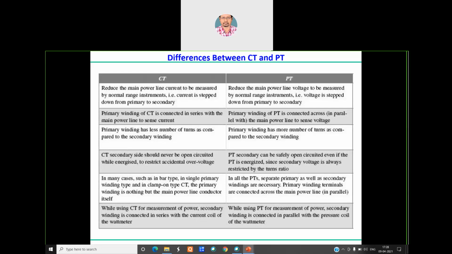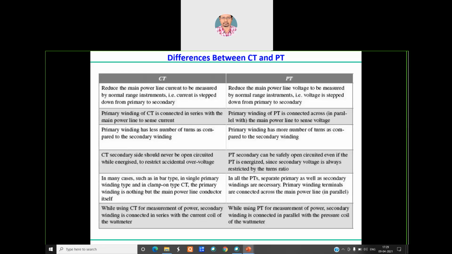Then, the secondary side of the current transformer CT should never be kept open while it is energized, as I have told you, to avoid accidents from over voltage. The secondary of the potential transformer can be safely opened. That doesn't mean that you deliberately keep it open. Even if it is opened, there is not much concern about the life risk of the human personnel involved in the operation, while the PT is energized.